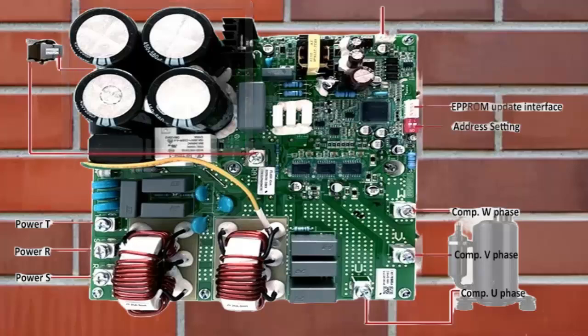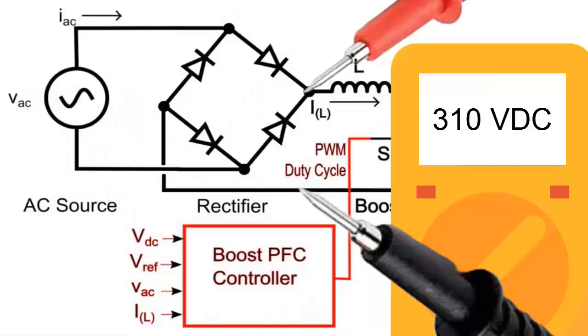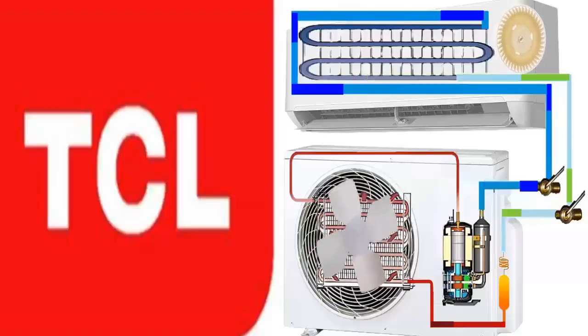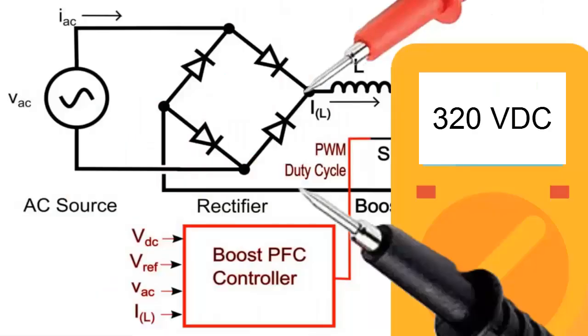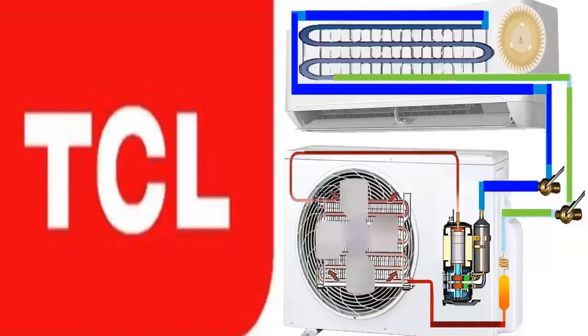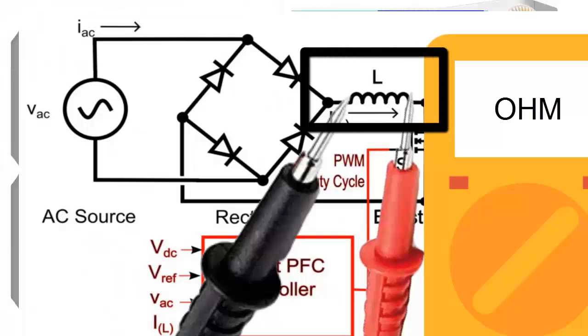7. Measure the voltage at the rectifier bridge output. For units powered at 220V, the voltage should be close to 320 volts DC. Use a multimeter on the DC voltage scale to perform this measurement. 8. If you haven't found the fault yet, disconnect the outdoor electronic board and measure the reactor's resistance using the multimeter on the ohm scale with the reactor disconnected. Compare it with the manufacturer's recommended value.